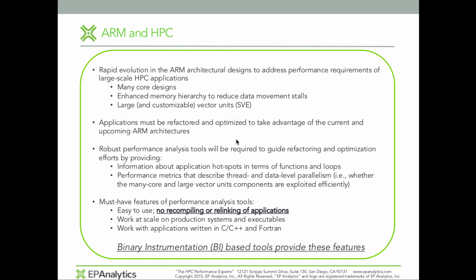For the performance analysis to be widely used by developers in their efforts to mitigate code porting and optimization, it is important that the tools be easy to use. For example, no application relinking or recompilation should be needed to deploy the tools. The tools must work at scale on production systems and applications. And most important of all, the tools should support applications written in C, C++, and Fortran. The technique of binary instrumentation enables development of tools with these features.